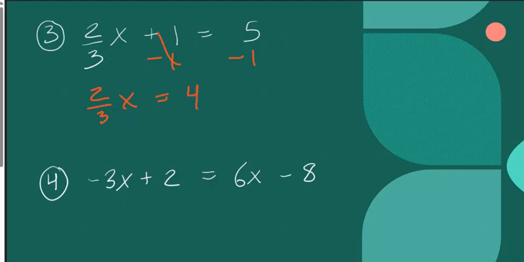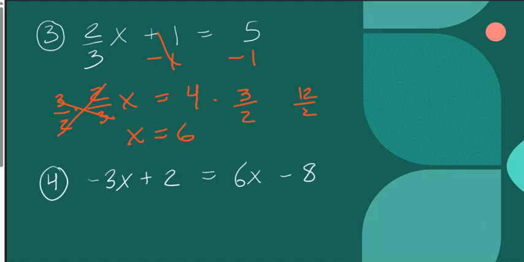Now here's something that's new. We have 2/3 times x. Really what's happening here is 2 is being multiplied by x, and x is being divided by 3. So I'm going to do the opposite, which is multiply by 3 and divide by 2. What happens is over here on the left, the 3's and the 2's cancel, and so we just get x. And so now I'm going to work this out. I've got 4 times 3, which is 12, and 12 divided by 2, which is 6. And again, I can plug that back in just to make sure that the left side equals the right side.